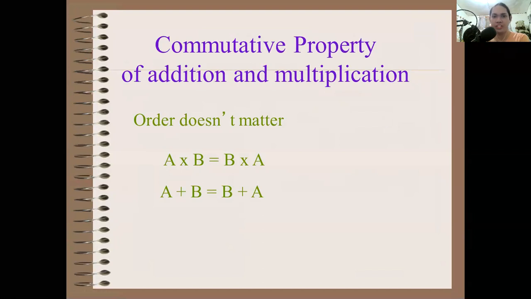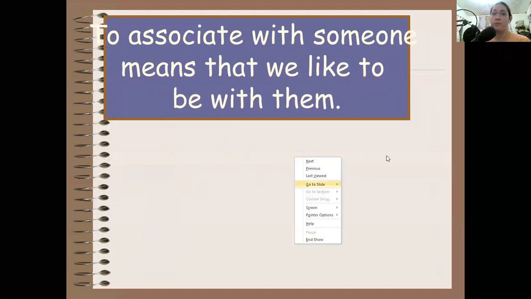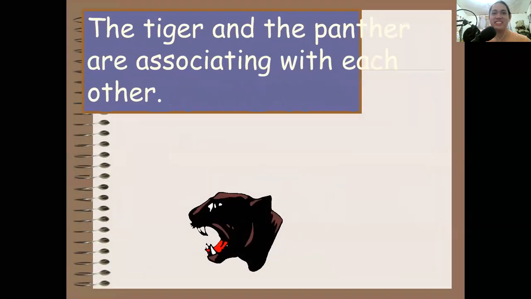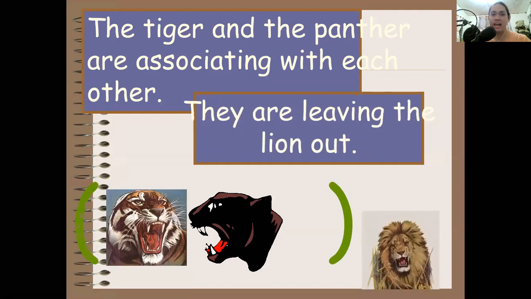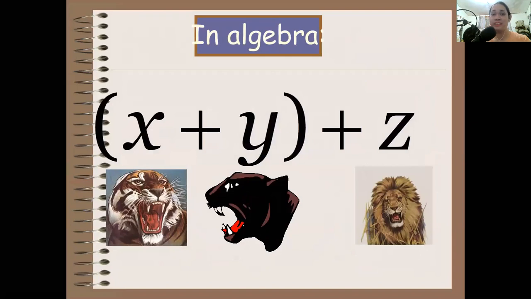Another, the commutative property of addition and multiplication, as I have said a while ago, order doesn't matter. So A times B is equal to B times A, and A plus B is equal to B plus A. And of course, to associate with someone means that we like to be with them, correct? Just like that, the dogs want to socialize or associate with their same bloodline or same category. So the tiger and the panther are associating with each other. As you can see, they are leaving the lion out. So in algebra, we can apply that, the lion, the panther and the tiger, in associative property in groupings.